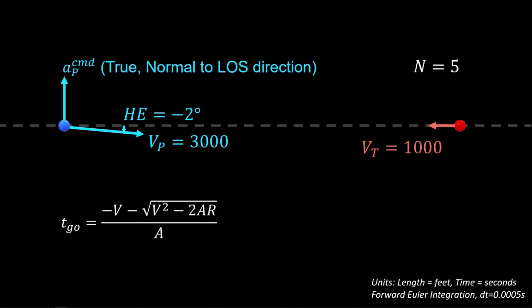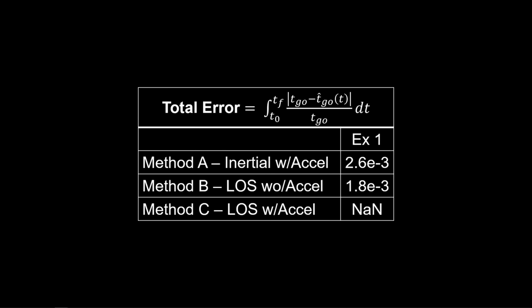This highlights the importance of considering the suitability of the engagement kinematics with the time to go estimation method. As a measure of total error for each method, we integrate the relative error from the initial to the final time. We call this the total error, and we'll tabulate the results for each method as we go through a series of examples.